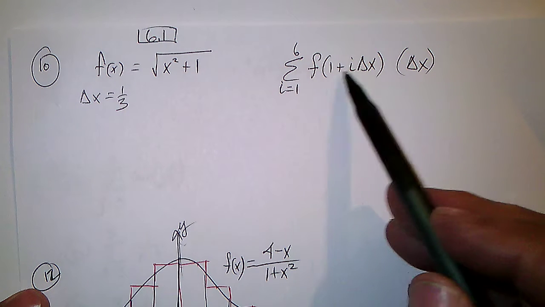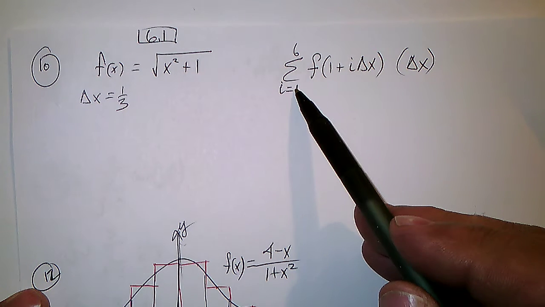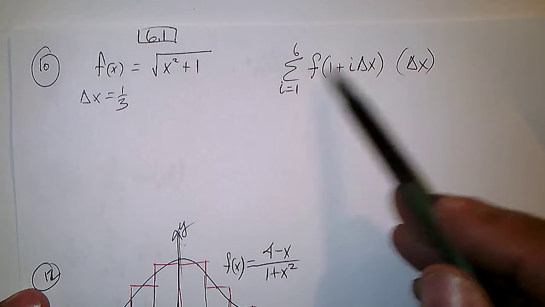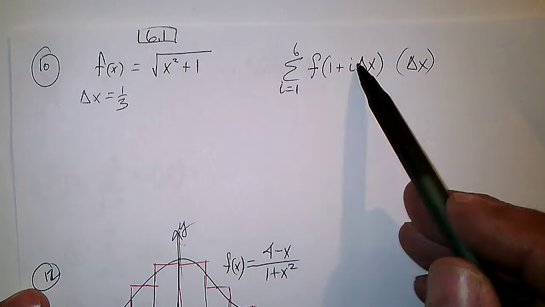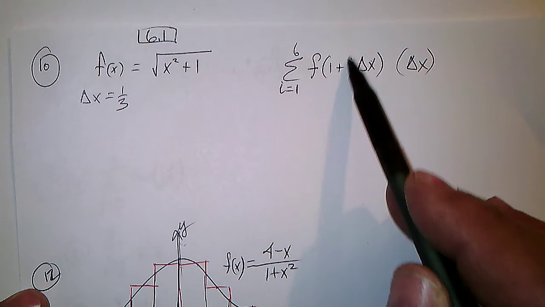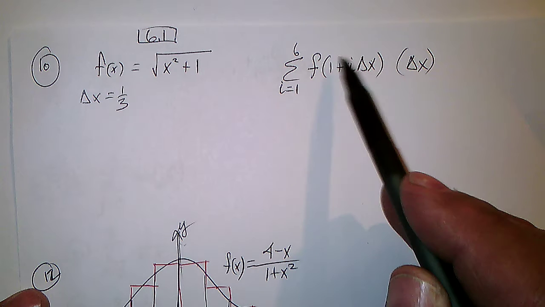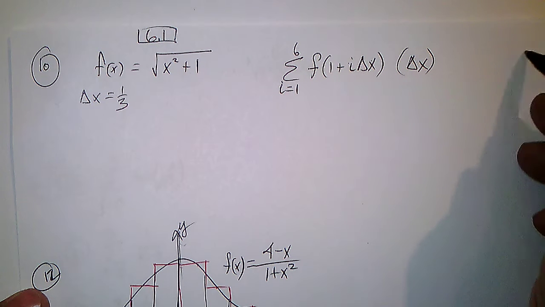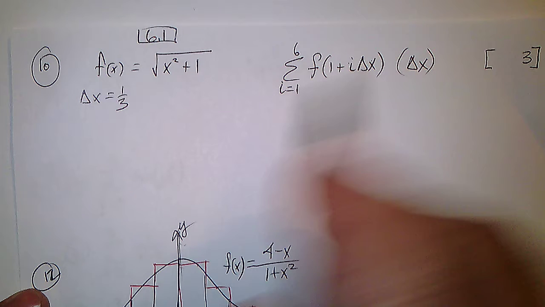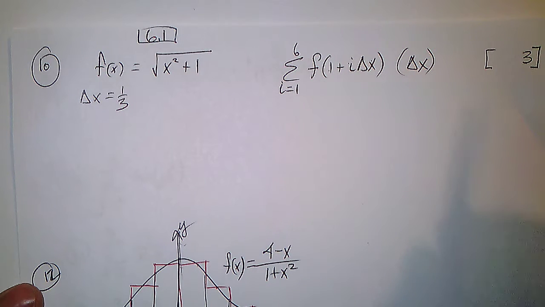Well, in here I'm going to do 1 times 1/3. Then I'm going to do 2 times 1/3, and then 3 times 1/3, all the way up till 6 times 1/3. Well, 6 times 1/3 is 2. So 1 plus 2 is 3. So I'm going to end at 3, and I'm going to start at 1.